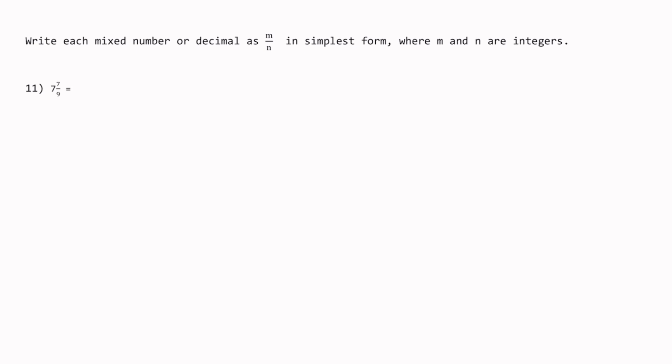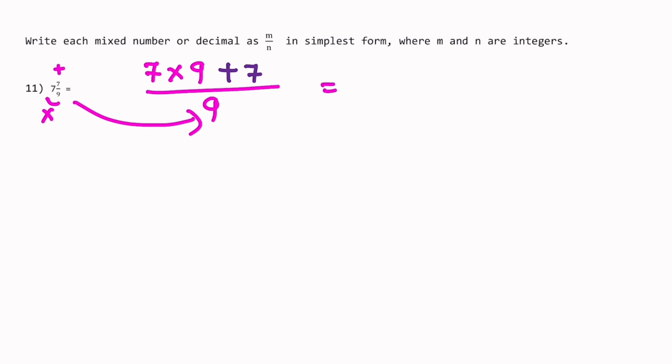Moving to the next question, which is 7 and 7 over 9. Now it's a mixed number. So first we'll have to convert this, right? So this is times, and this part we add. So this is basically 7 times 9 plus 7 over 9. The denominator comes as it is, right? So 7 times 9 is 63 plus 7, and again the denominator 9 here, which is 70 over 9.